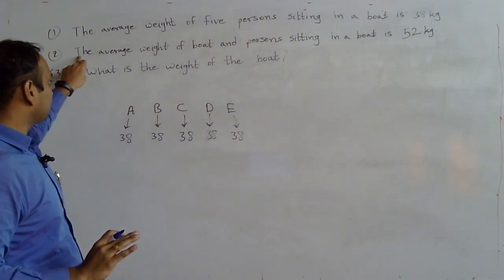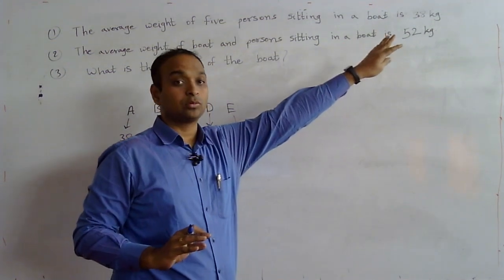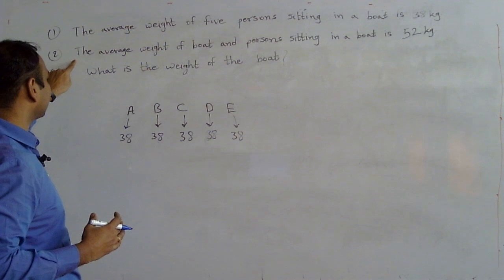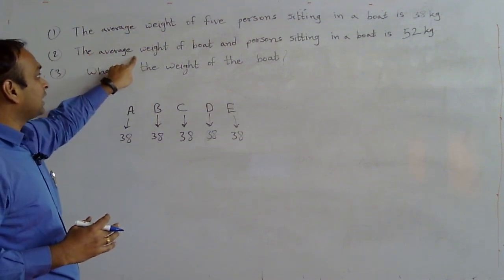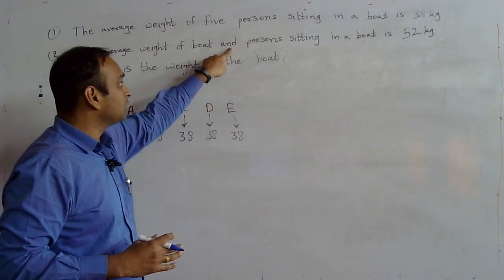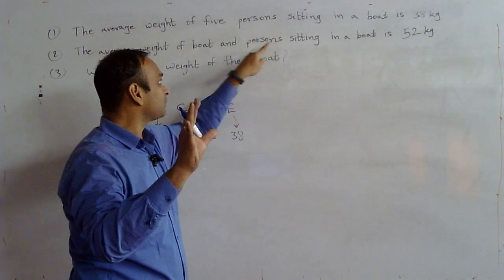In case of the second statement, the average weight of boat and persons sitting in a boat is 52 kg. Now if you clearly read this and understand this second statement, what is given? Average weight of boat and, this "and" is very important, average weight of boat and persons. So these 5 persons plus boat.